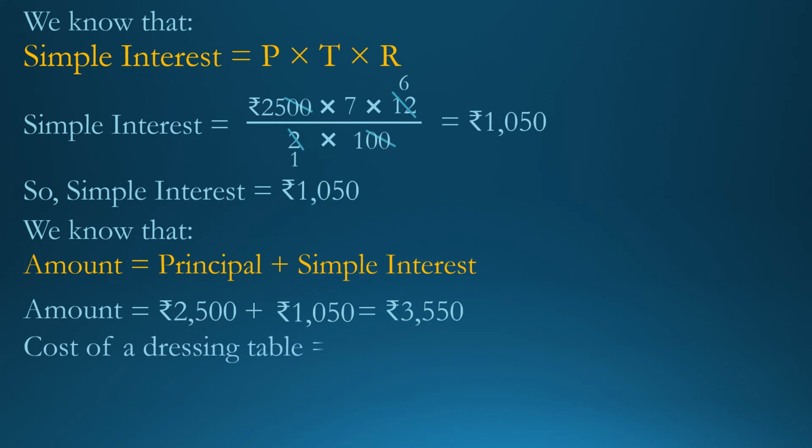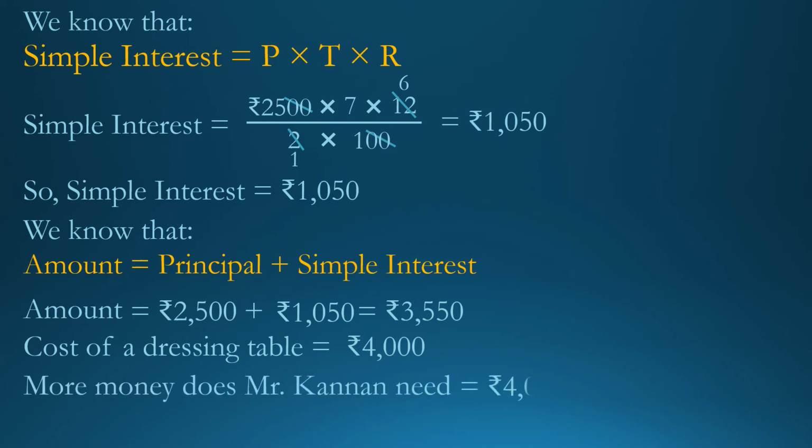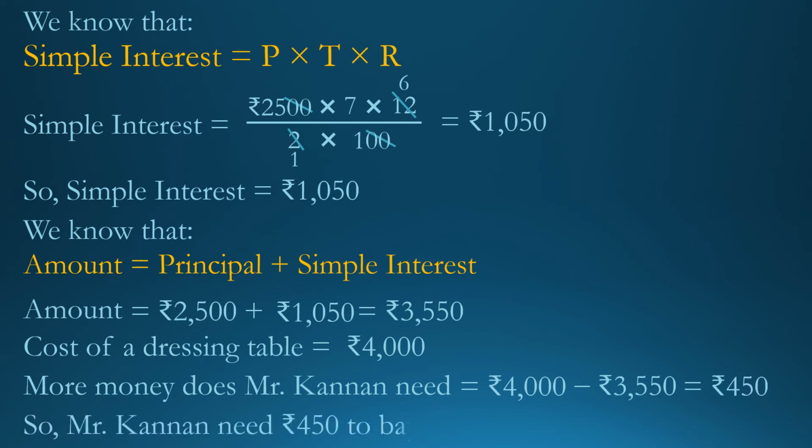Cost of a dressing table is equal to rupees 4000. And the amount Mr. Kanan withdrew is rupees 3550. So the more money Mr. Kanan needs is equal to rupees 4000 minus rupees 3550. Now do the subtraction. We get rupees 450. So Mr. Kanan needs rupees 450 to buy a dressing table.